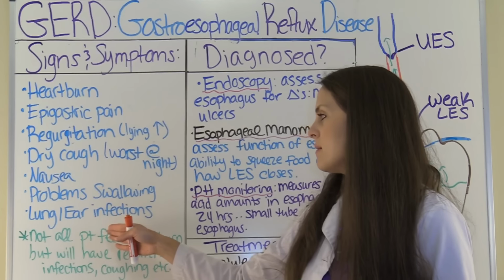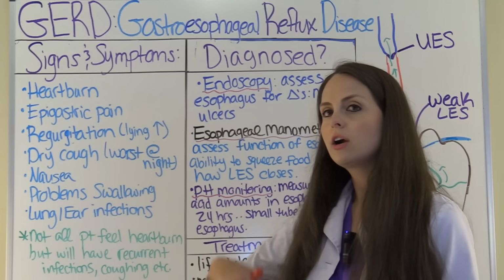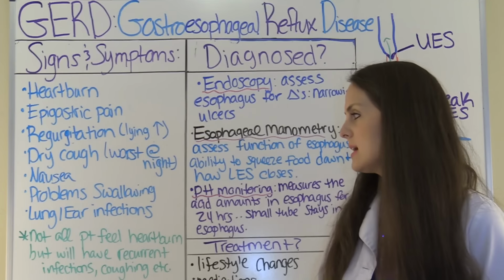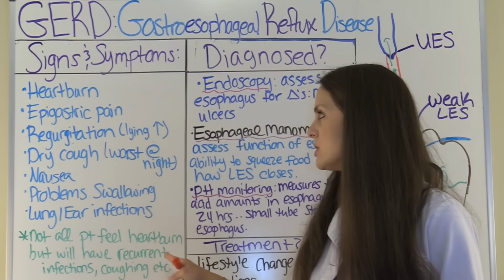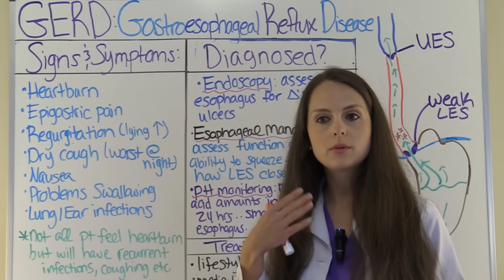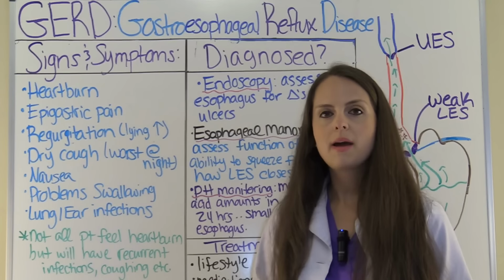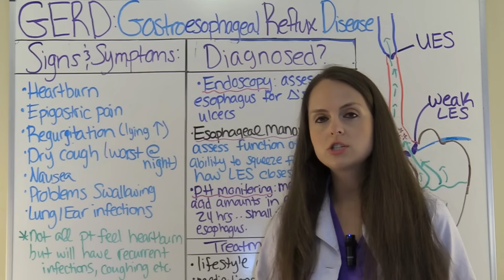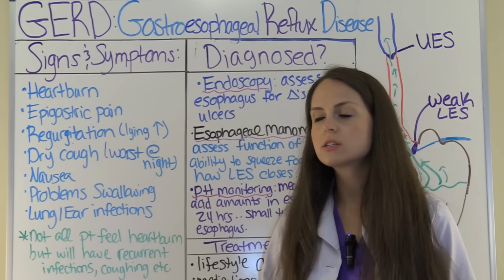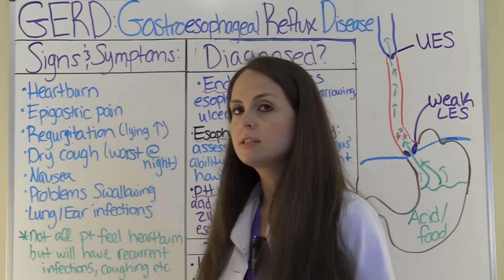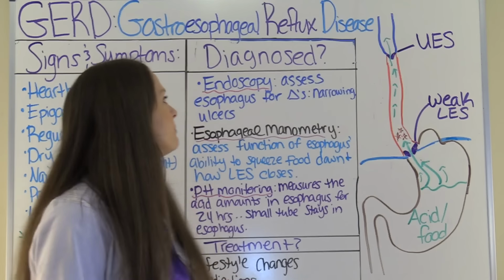Another thing is that they may have recurrent lung infections and ear infections, and we learned about in the patho why that is. Now, not all patients will report heartburn. Some patients don't even have that typical indigestion type pain. They just may have that chronic coughing, the voice changes where their voice is hoarse, or ear infections. So you may want to look further into that, see what it is.